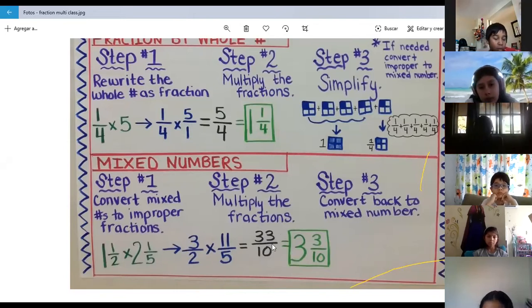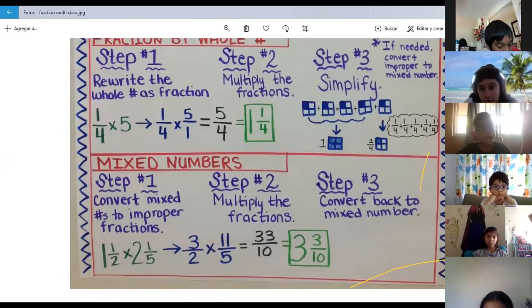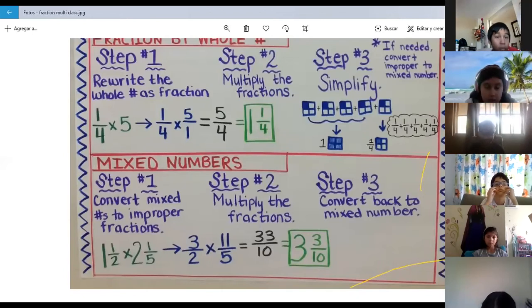¿Qué hacemos ahora? We see if we can simplify. Si podemos simplificar, then we simplify. If we cannot simplify, we just let our answer like that. ¿Ok? Si podemos simplificar, simplificamos, y si no, lo dejamos así. Do you have any question?